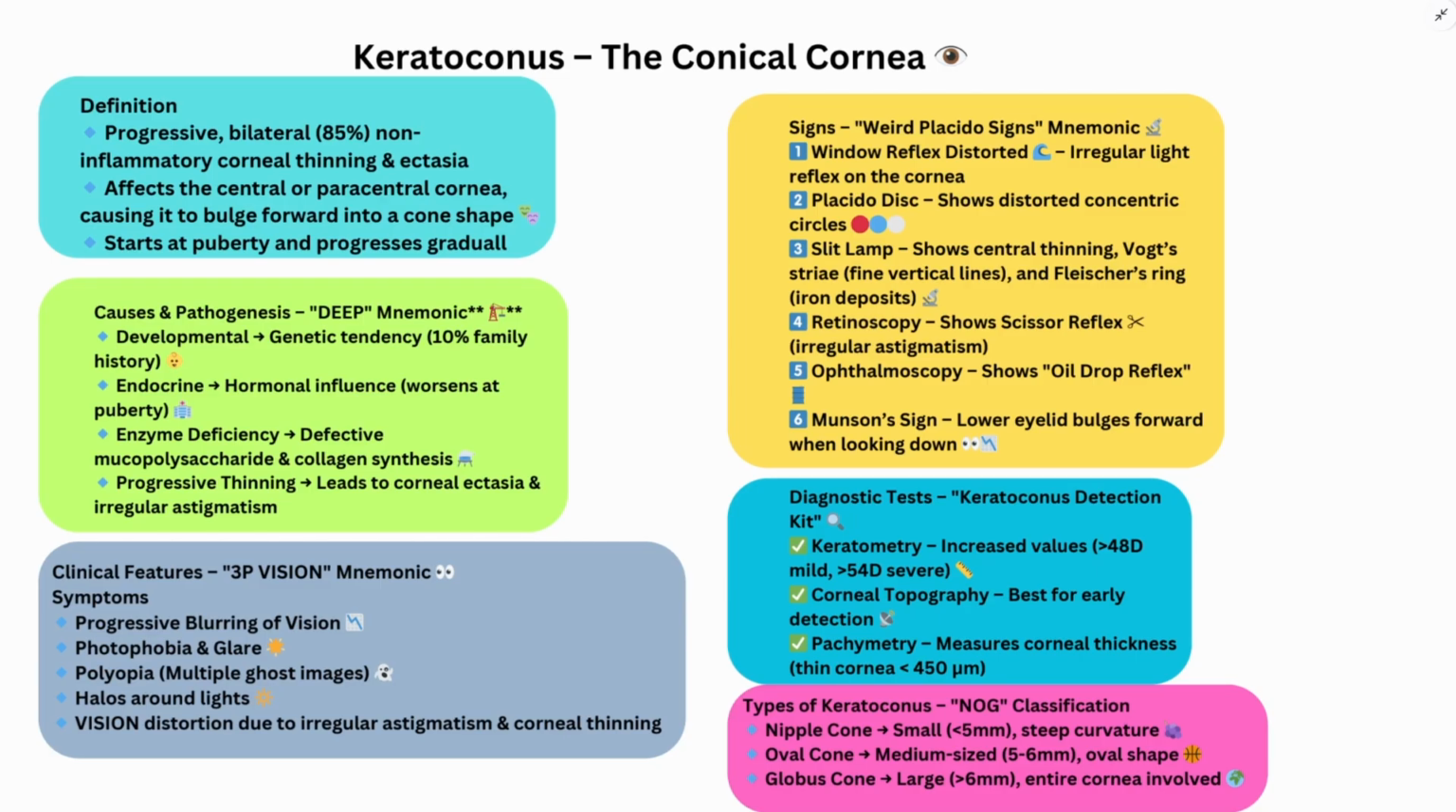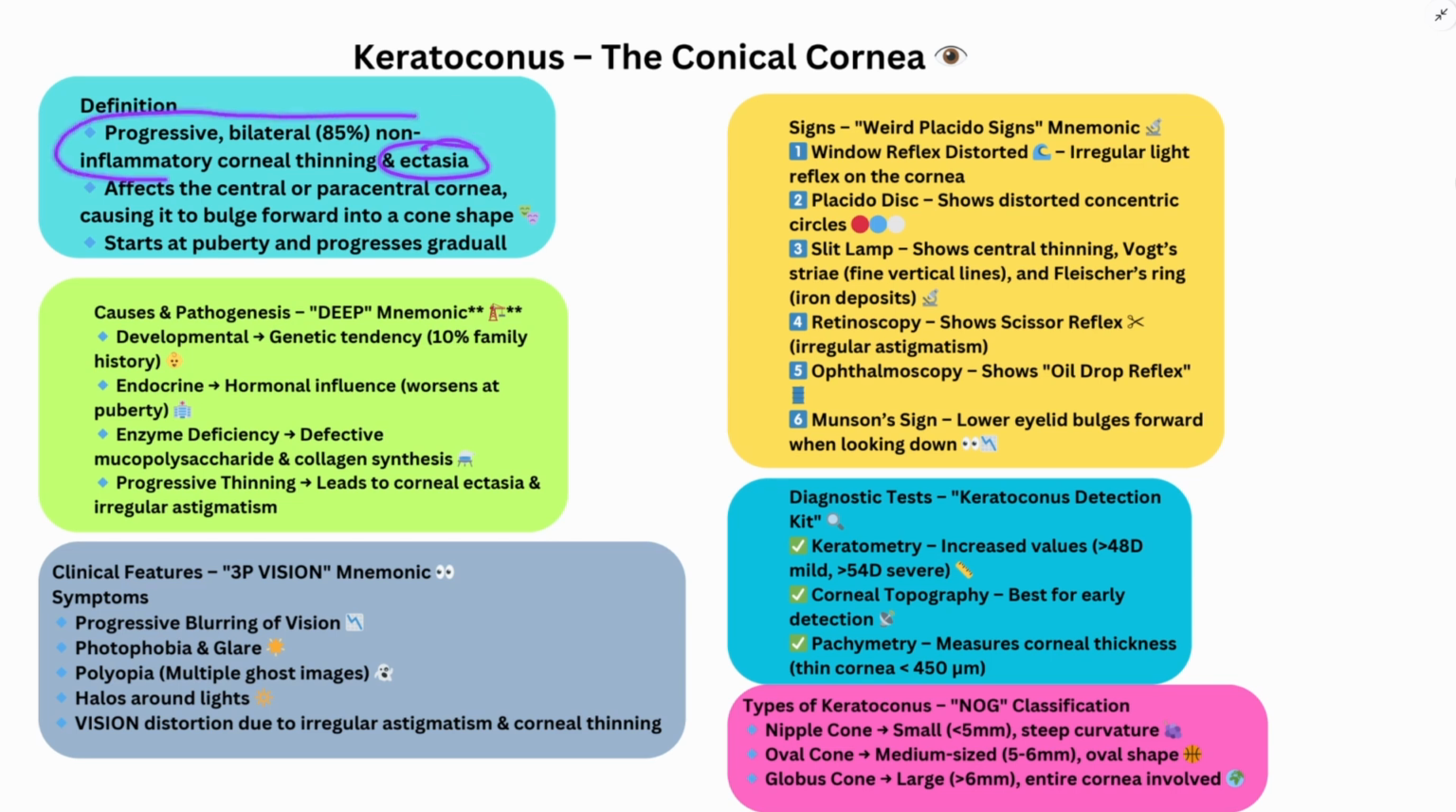This is Harshita. So today the topic of interest is keratoconus, which is also called the conical cornea. The name itself is saying: kerato means cornea, conus means the cone-shaped structure of the cornea. So the perfect definition is it is a progressive, bilateral, non-inflammatory corneal thinning and ectasia.